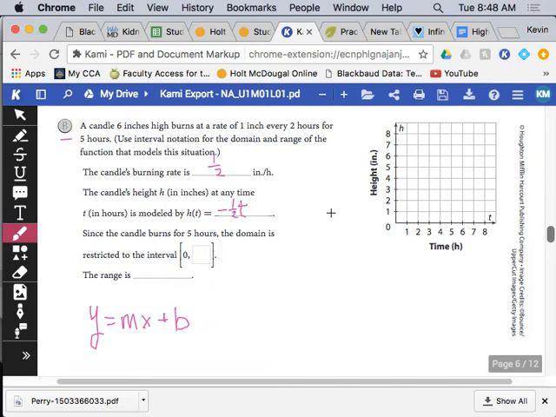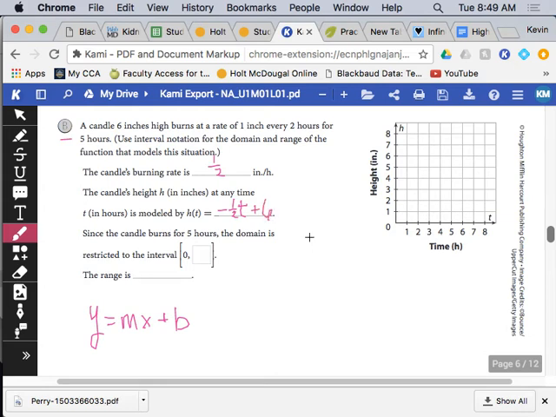Okay? Now, b is what we usually call our y-intercept, but really b is the value of our dependent variable, which in this case is height, when our independent variable, which in this case is time, is equal to 0. So b is the y-intercept, or the value of h when t is equal to 0. So t equals 0 means the time is what? 0. Hasn't started burning yet. So what's the height of the candle before it started burning? 6 inches. So what's b in this case, class? 6, and we've got our function.